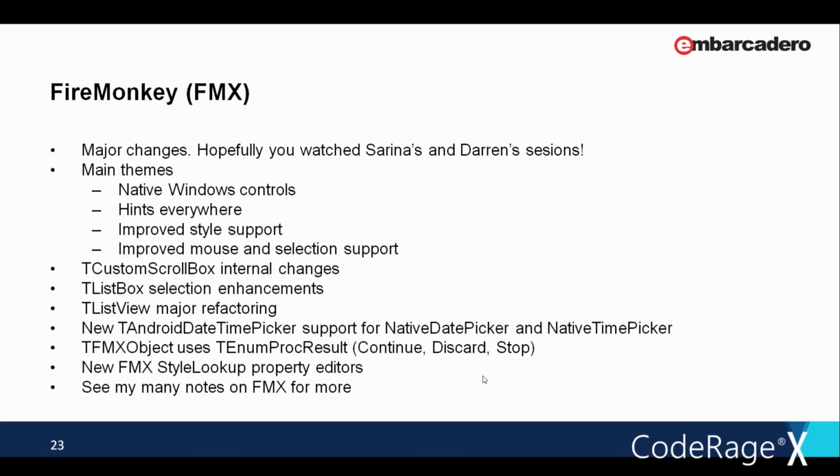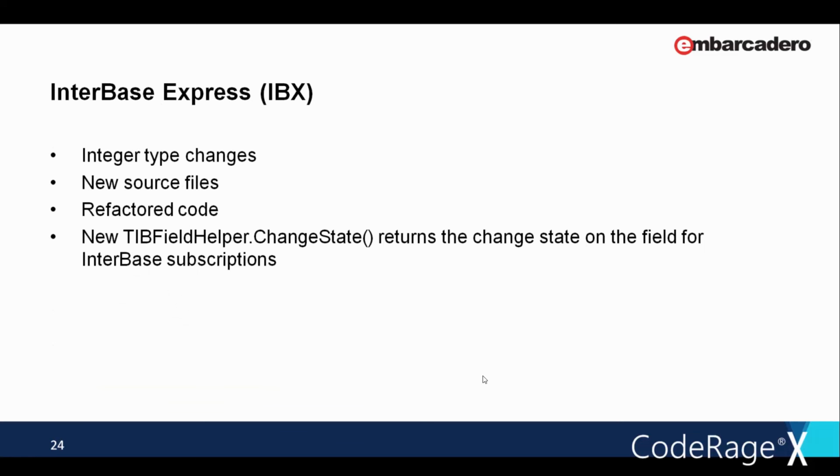There's internal changes to custom scroll box, which look like performance changes. TListBox has selection enhancements. TListView has major refactoring. That's in my notes. The Android date time picker has support for native date picker, native time picker. The FMX object has an enum proc result that it uses now in some of the routines. There's a FireMonkey style lookup property editor, new editors on that, and again I've got notes that you can look at for more information on that.